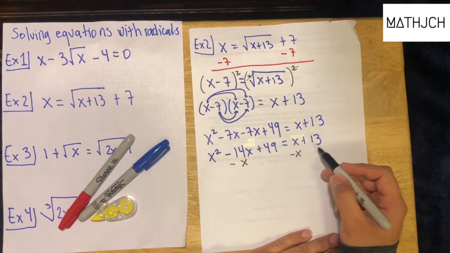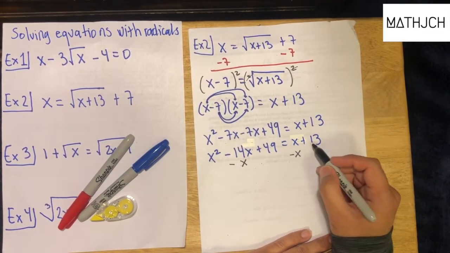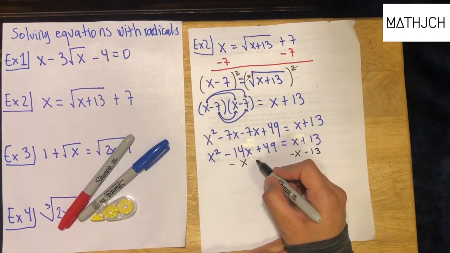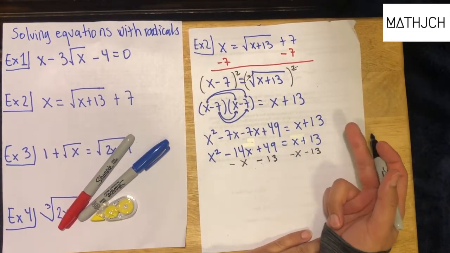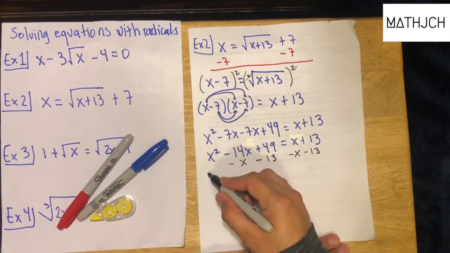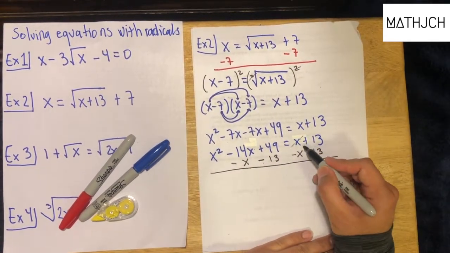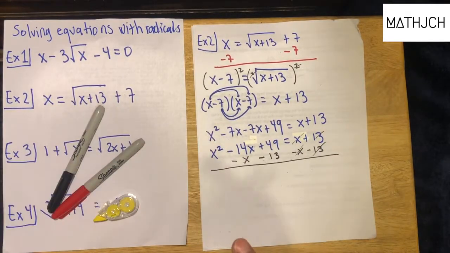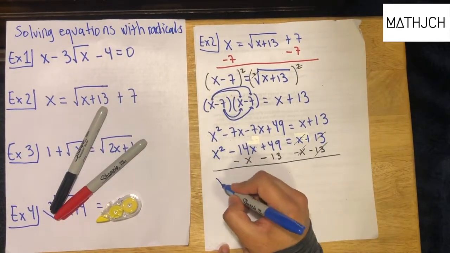Let's move the 13 in the same step. 13 is positive, so when we move it, it's going to be negative, and it's going to combine with 49 because they both are like terms, numbers. So x and minus x cancel, 13 and minus 13 cancel, and we are left with x squared.